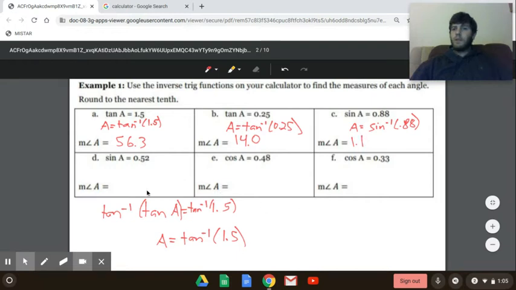And we would do the same thing for all the rest. Here, A would equal the inverse sine of 0.52.